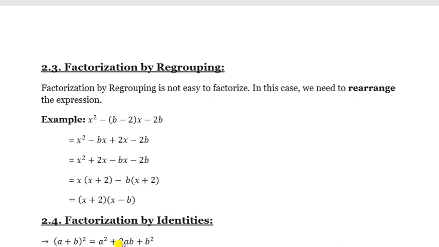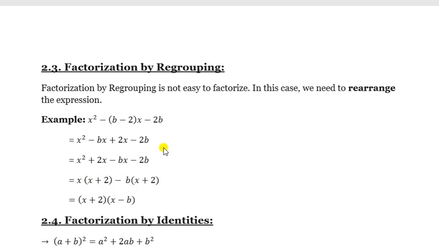Now see, again we can take common. That is x plus 2 and x minus b. Because after taking x plus 2, which terms will be left? Here x, and here minus b. So x plus 2 times x minus b will come. Okay.